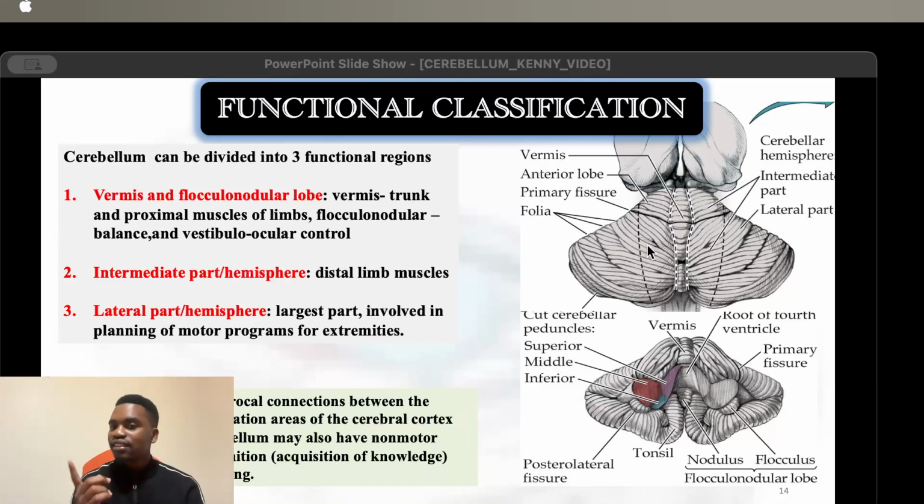So this part will help to coordinate the distal muscles of the limbs. And by limbs, remember we have upper limbs and lower limbs. So it helps to coordinate the muscles of upper limbs and lower limbs, but only the distal muscles of the limbs.